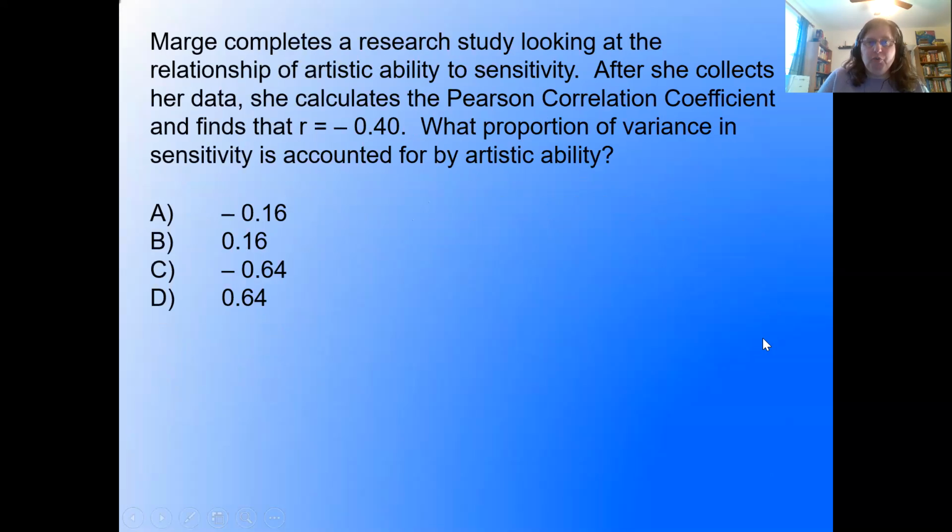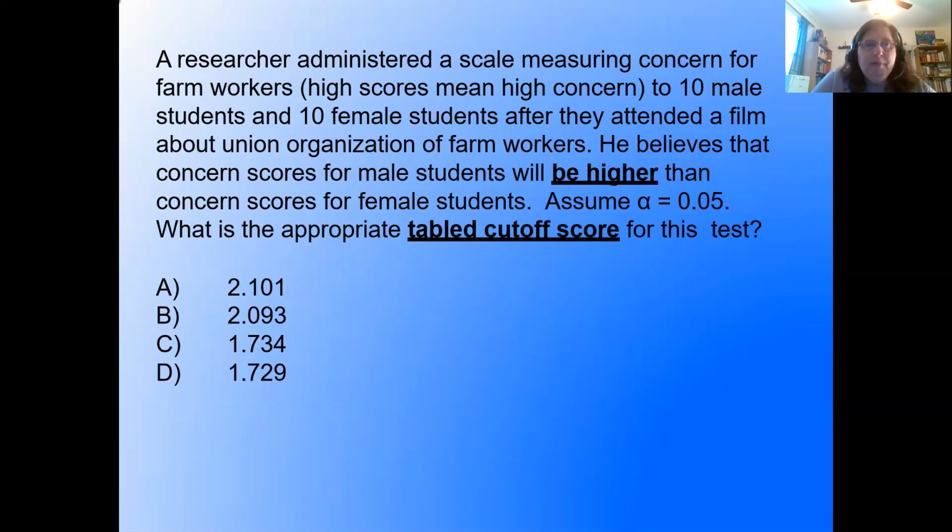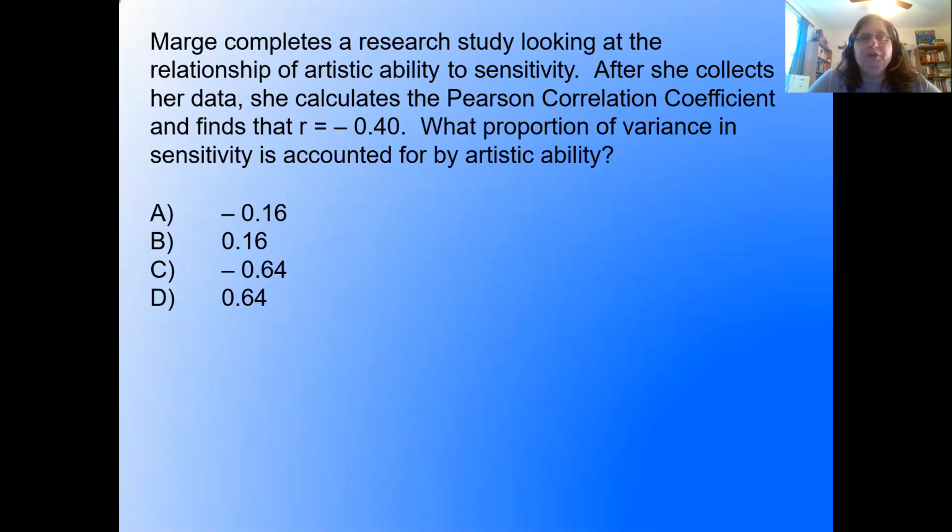Also, one other thing I just want to point out real quick is, remember, it was asking for a tabled cutoff score, and that was bolded, I should say, and underlined. So this wasn't figuring out the actual t-score for this data, which we weren't actually really given any data, just given the information about it. It was the table. Okay, just wanted to point that out. All right, now we can move on.